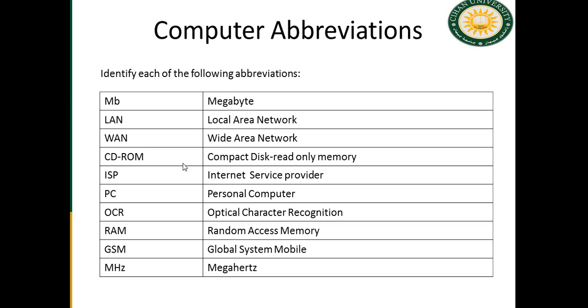LAN, WAN. CDR, you should know it. CD stands for compact disk, and ROM means read-only memory. ISP, we saw it in topic 1, which is Internet Service Provider. PC, you are computer science students, so you should know PC means personal computer. OCR means optical character recognition. RAM means random access memory. We are going to study that in microprocessor. GSM means global system for mobile. We took it in topic 1.